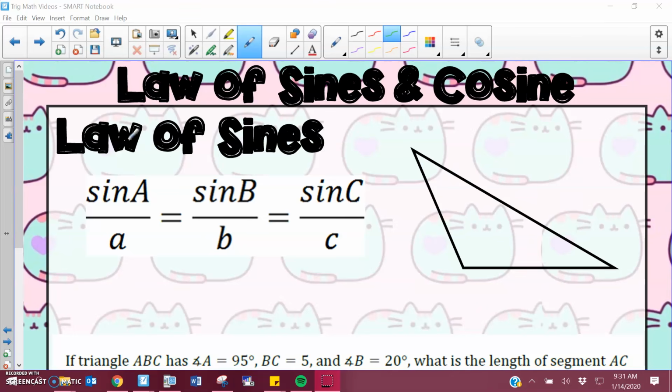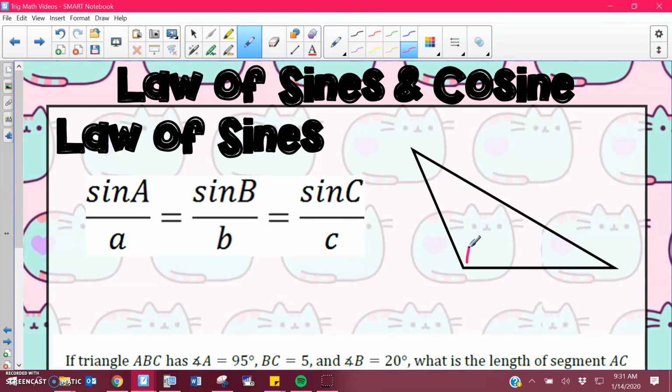So the first one is the law of sines. The law of sines just basically is a ratio. So you're going to have sine A over a, sine B over b, sine C over c, and all those are sides and angles. So we're going to name angles with big letters, with capitals. So like this could be angle A, this would be angle B, this could be angle C.